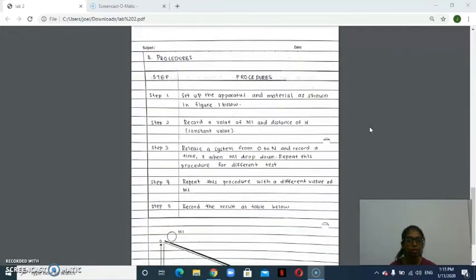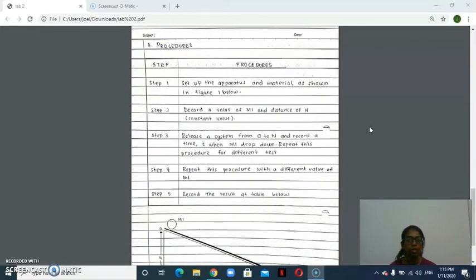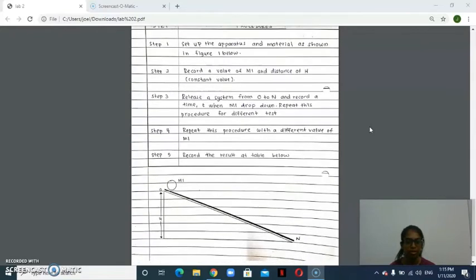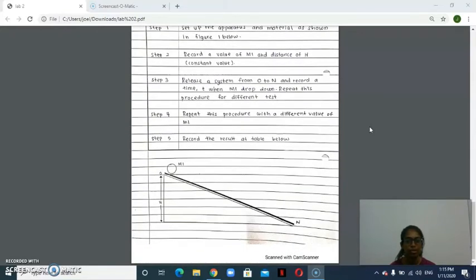Then I will talk about the procedure. Step 1 is to set up the apparatus and material as shown in figure 1 below. Step 2 is to record a value of M1 and the distance H, a constant value. Step 3 is to release the system from O to N and record the time when M1 drops down. Repeat this procedure for different tests. Step 4 is to repeat this procedure with a different value of M1. Step 5 is to record the result in the table below. This is how the figure looks in the experiment.